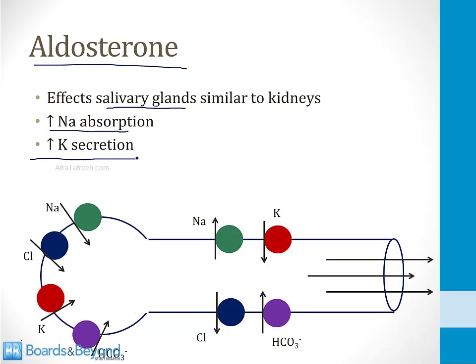This is probably a minor contributor to the effects of aldosterone on electrolytes. The major contributor is the kidneys, but I just want to point out to you that the same type of effects are seen and have been described in the salivary glands.